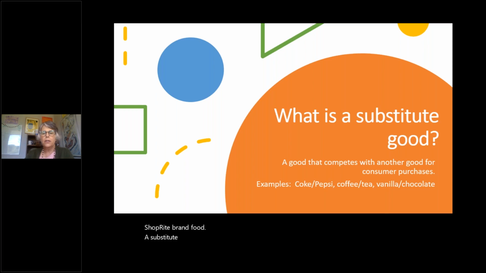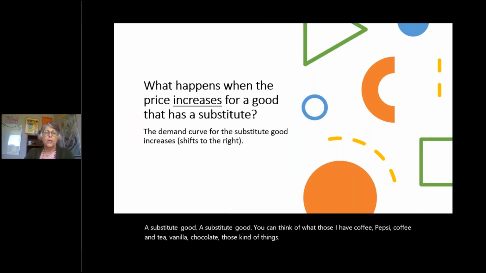For a substitute good, you can think of examples like Coke and Pepsi, coffee and tea, vanilla and chocolate, those kinds of things. So what happens when the price of your substitute good changes?